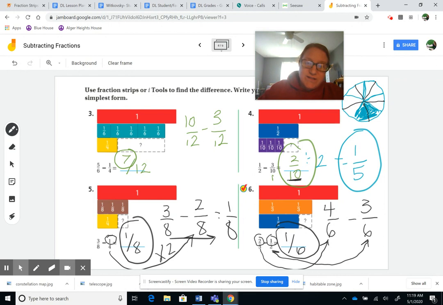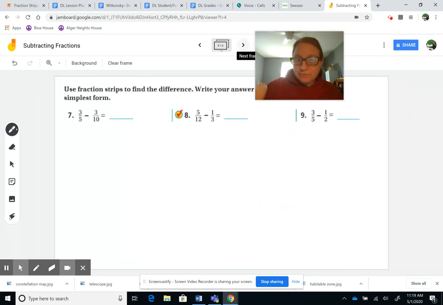Okay, 1/6, 1/8, 7/12 we're already in simplest form. 2/10 we're not. We could divide both of them by 2. On to our next page.